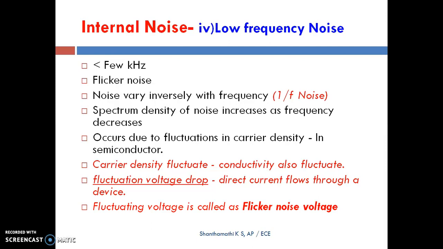As the carrier density fluctuates, the conductivity also fluctuates. This produces a fluctuating voltage drop when a direct current flows through a device. This fluctuating voltage is called flicker noise voltage. The spectral density of this noise increases as the frequency decreases, so they are inversely related.